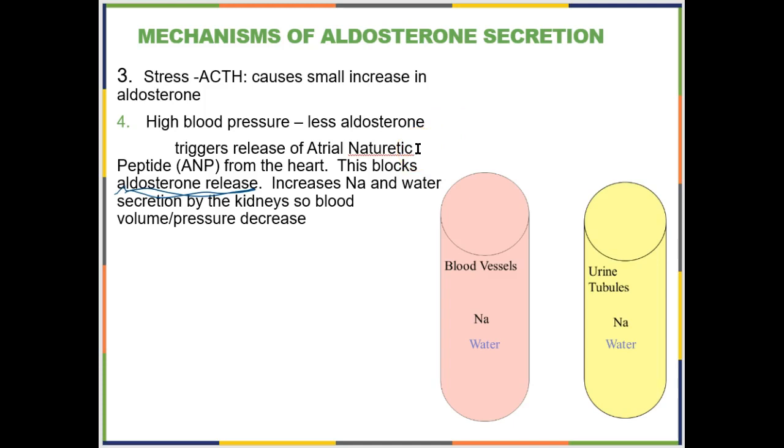But what does happen is your heart recognizes that your blood pressure is high. It releases a hormone called atrial natriuretic peptide, which blocks the release of aldosterone from the adrenal cortex, and then more sodium stays in the urine, which means more water follows the sodium into the urine, and you're basically urinating out your high blood pressure.